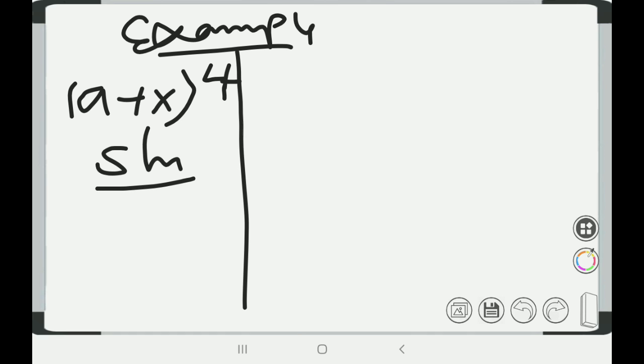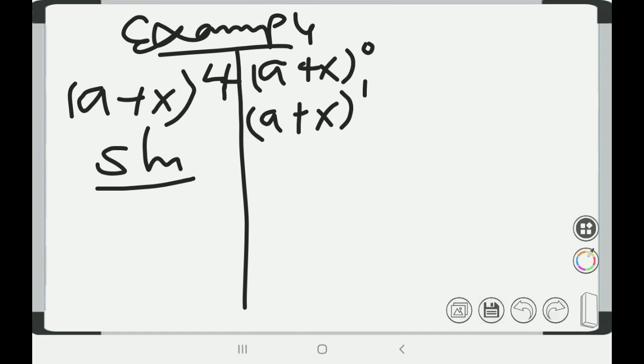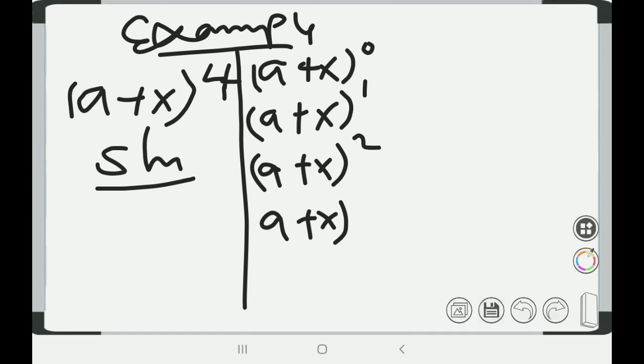So we start from a plus x raised to 0. We have a plus x raised to 1. We have a plus x raised to 2. This is a plus x raised to 3, and then a plus x raised to 4.